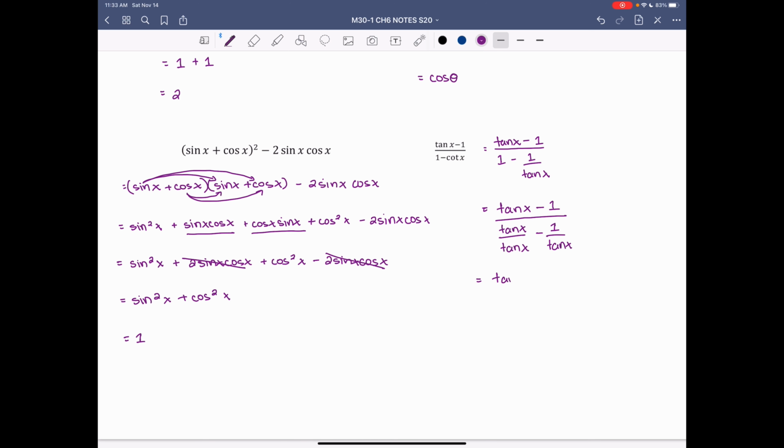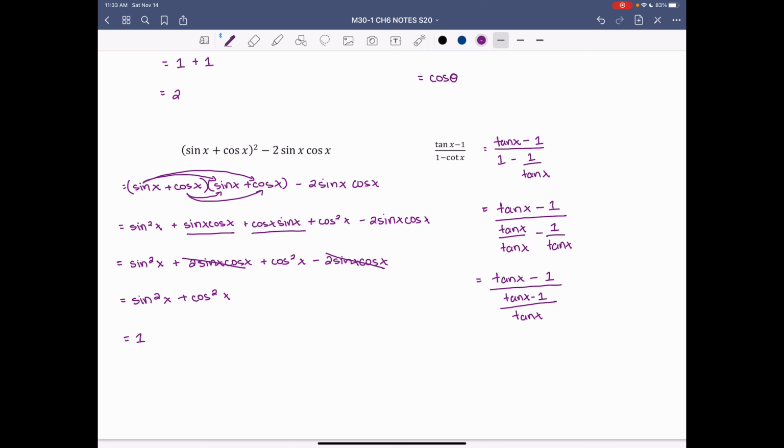The top is still tan x minus 1. Can combine the fractions on the bottom, we get tan x minus 1 over tan x.